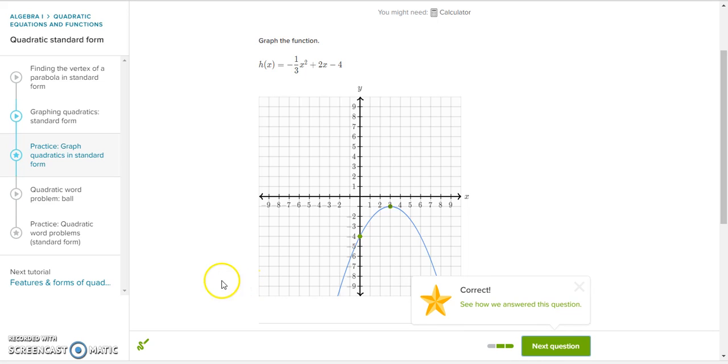So guys, that concludes this short video on how to graph a quadratic function on the computer.